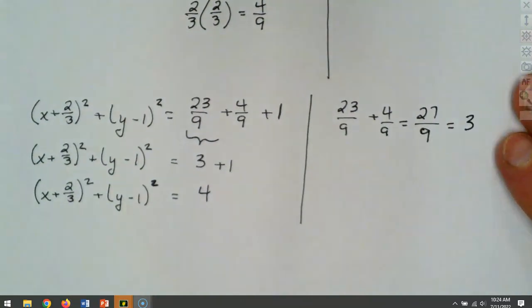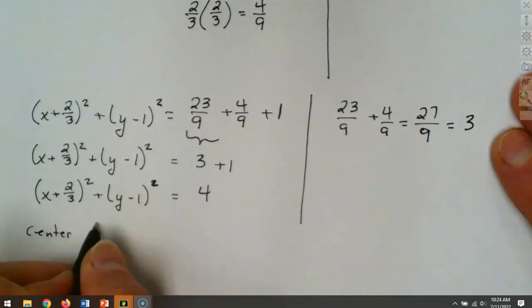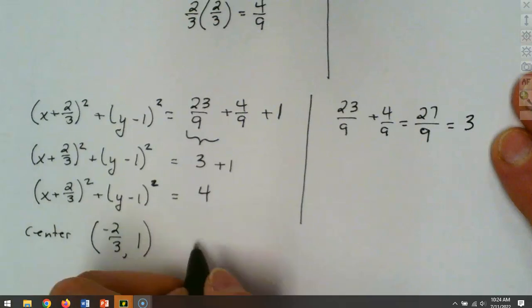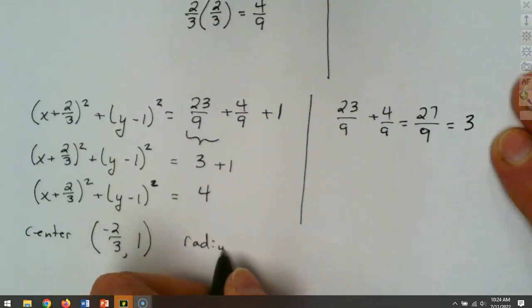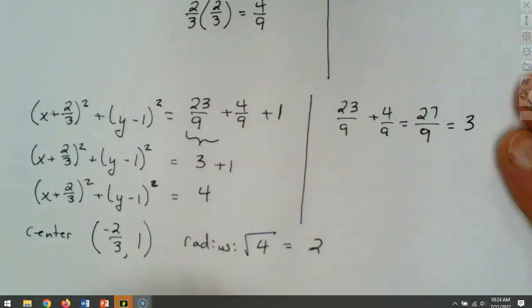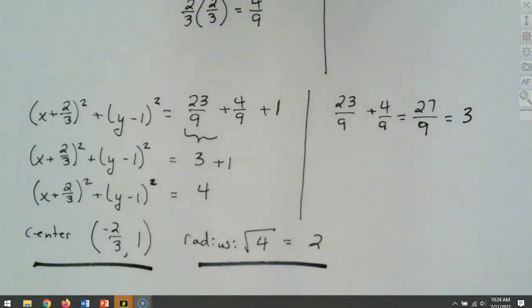And what would our center be? Switching the signs, center would be minus 2/3, comma positive 1. And your radius, the square root of 4, which is then a 2. And that's it for 2-2.